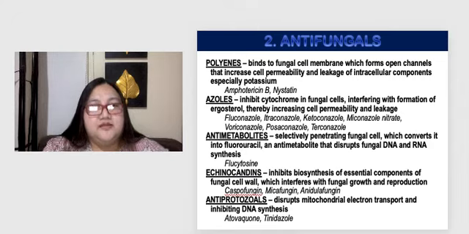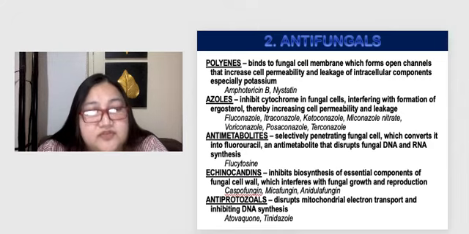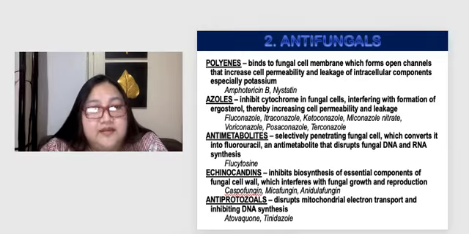These now are the antifungal drugs. There are 5 general groups of antifungal drugs. The polyenes bind to fungal cell membrane, which forms open channels and increase cellular permeability. It leaks intracellular components, especially the potassium. So si amphotericin B, siya ay binibigay as an IV drug.